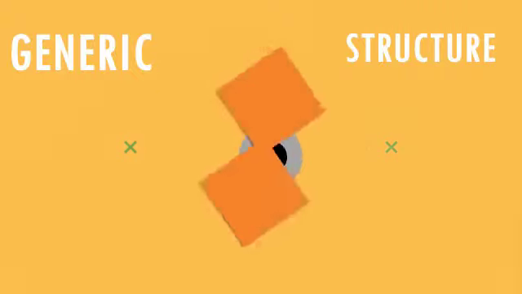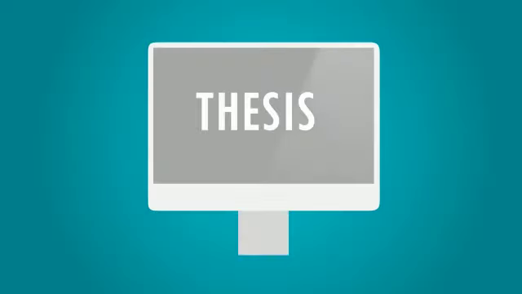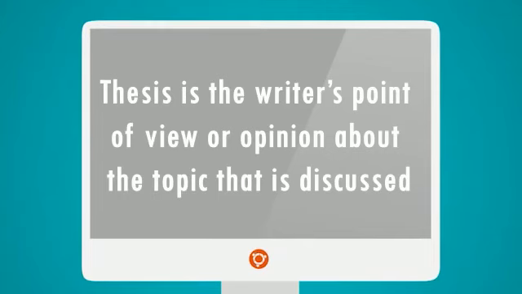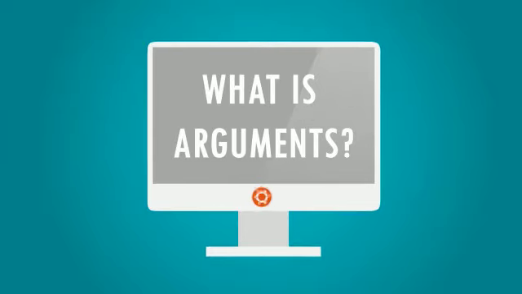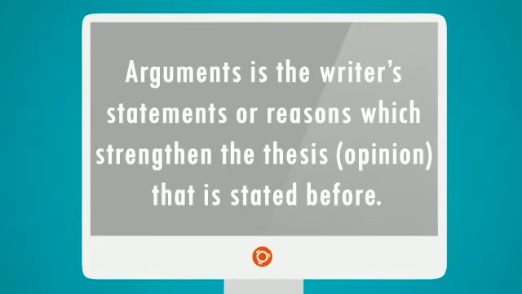The generic structure of hortatory exposition. The first one is the thesis. What is thesis? Thesis is the writer's point of view or the writer's opinion about the topic that is discussed. The second one is arguments. What are arguments? Arguments are the writer's statements or reasons which strengthen the thesis or opinion that is stated before.